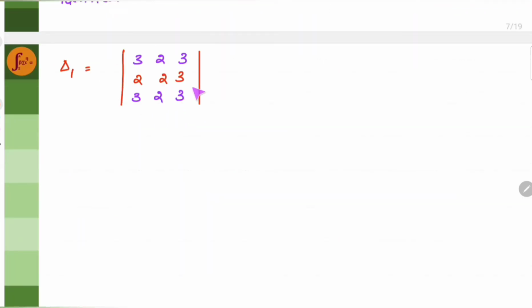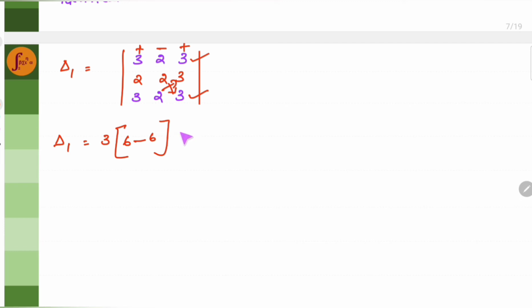Now let's take this particular matrix, right? And put two identical rows. So this row and this row, the first and third rows, are identical. Now let's calculate the determinant. We'll get determinant 1 as, remember to put this, 3 into 2 into 3, which is 6, minus 2 into 3, which is 6. So you got 0 here.